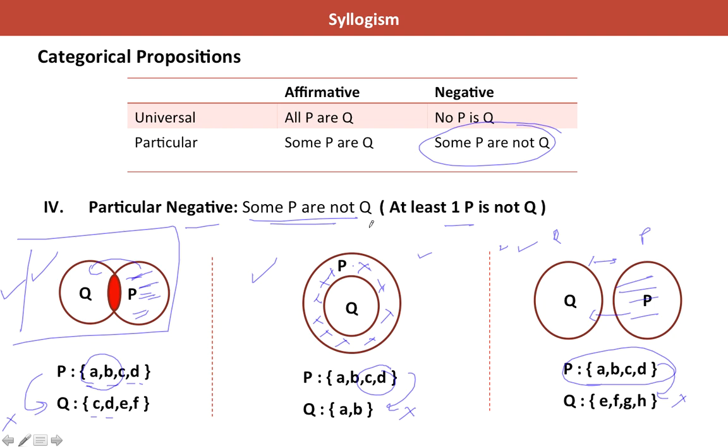So when some P are not Q, it means that at least one P is not Q. At least one. It may be that all P are not Q. This is also a case. All P are not Q, as in this case here. But at least one P is not Q. These four things will form the basis of syllogism. If you've not understood them, just rewind the video and go through them again.